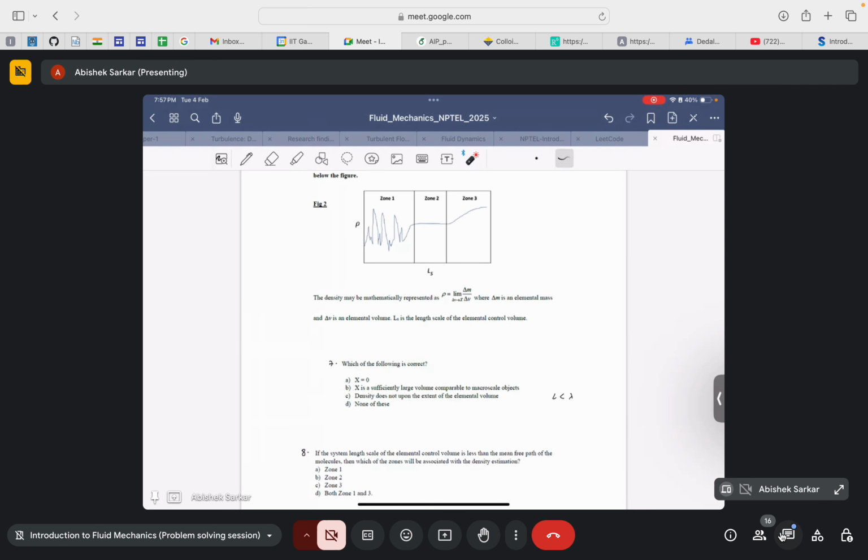Okay. So the final question is, state true or false: the choice of length scale pertaining to zone 3. Okay, zone 3 is this one. LS corresponds to macro scale objects, accurately gives the local variation in density. Is it true or false? Again, something that we just discussed. Any comments? Again, if the choice of elemental volume is too large, will it be able to take into account the local variation of density?